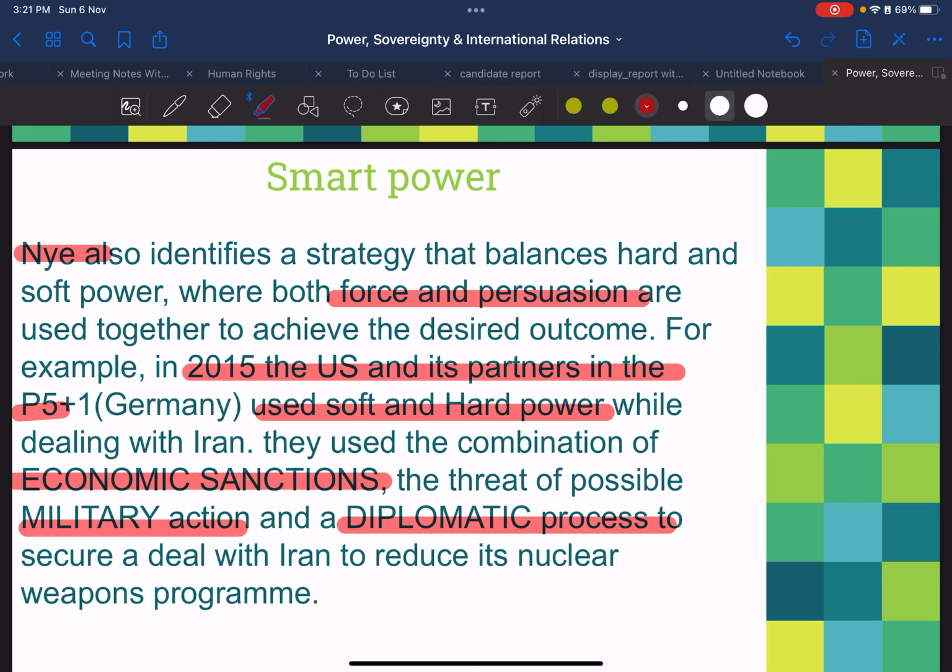You have to tell me one more example, what you can see around you, where a country happened to use smart power. That's hard power plus soft power on country B. All right.